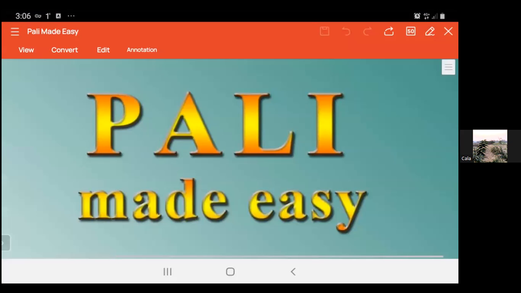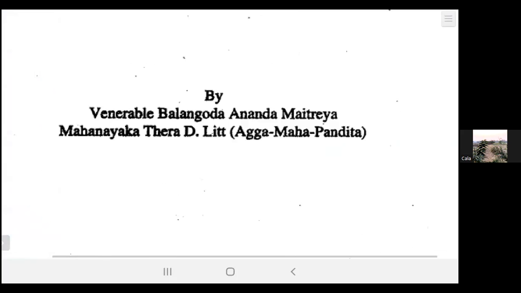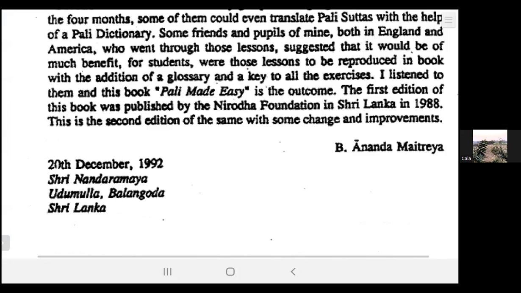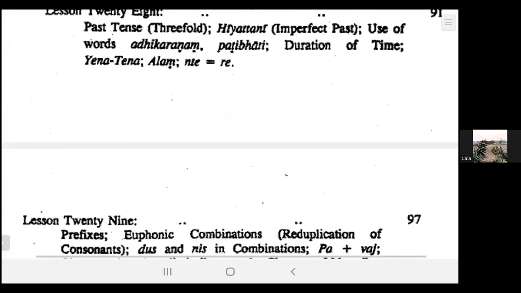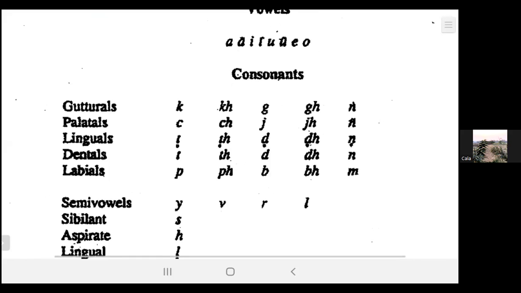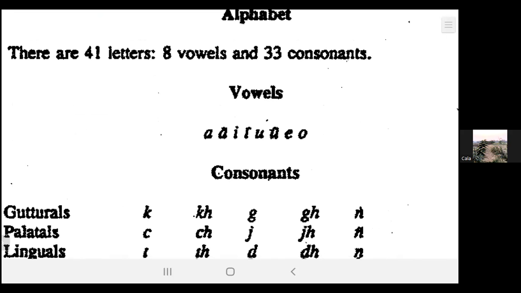So, do you have the Pali Made Easy book? If you have, you can open it. We go for the pronunciation. Pali Made Easy. Okay. So, if you can see my screen, I go for the pronunciation. So it's better to do some revision if you want to chant the Pali. Okay, let me go now. I think some of you followed my class before, so we go for the vowels. Can you see the screen now?